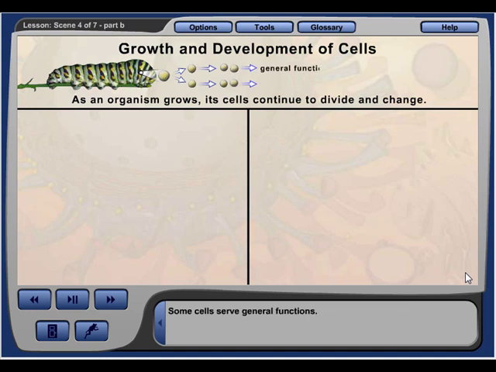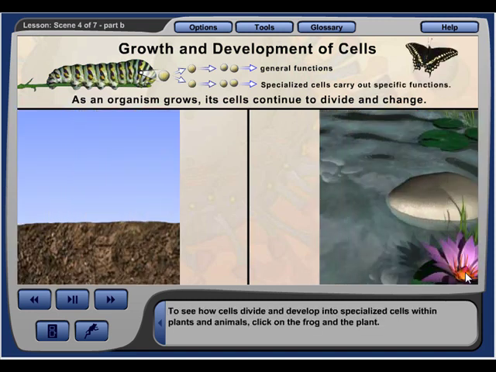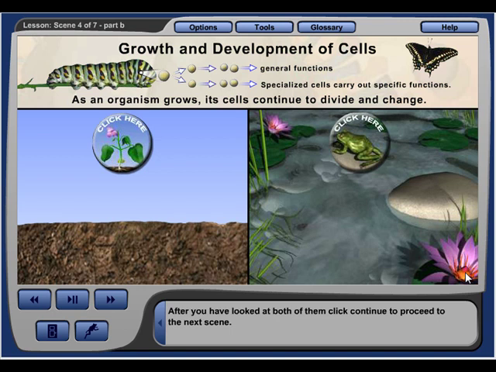Some cells serve general functions. Others develop into specialized cells that carry out specific functions. To see how cells divide and develop into specialized cells within plants and animals, click on the frog and the plant. After you have looked at both of them, click Continue to proceed to the next scene.